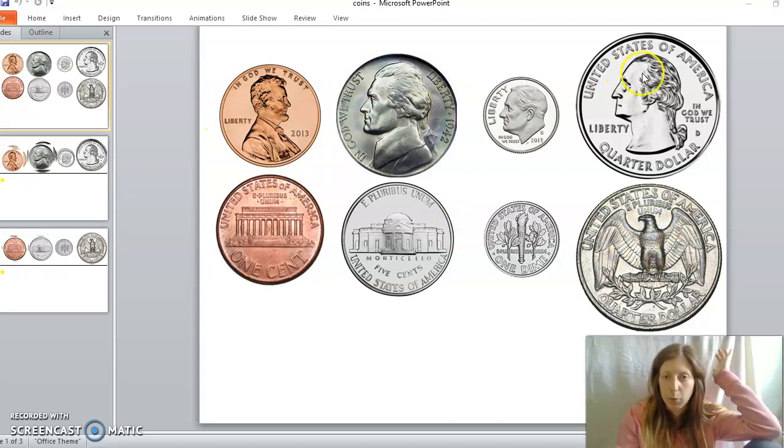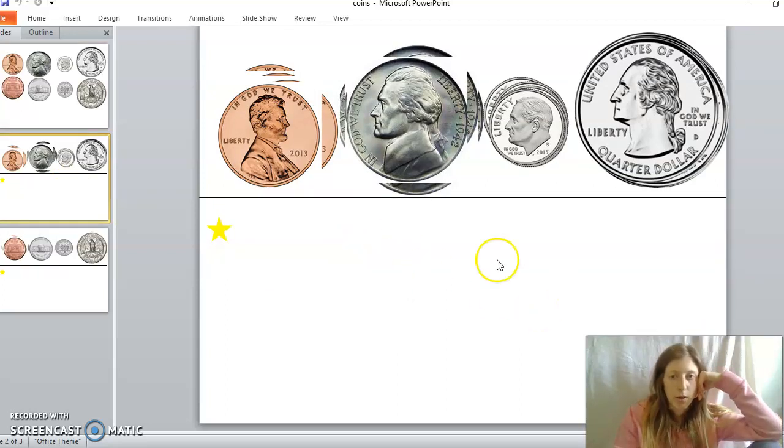So all the coins on top, those are the heads. That's what we just call it. And then the back will be the tails. So that's something you can reference. So remember, you can always come back to this to help you. This is a really good visual.